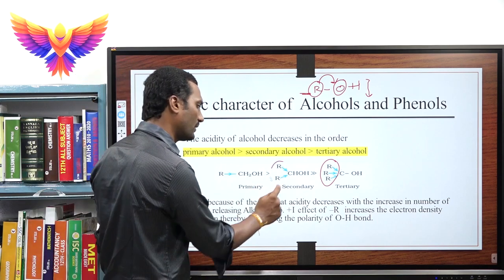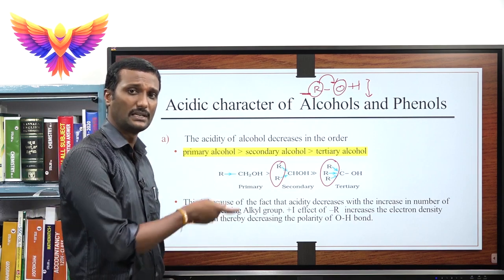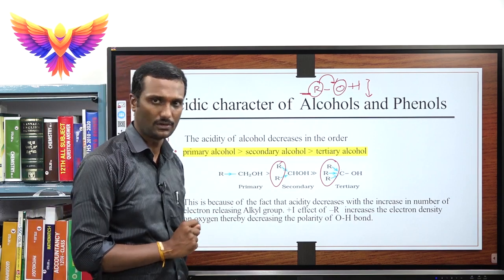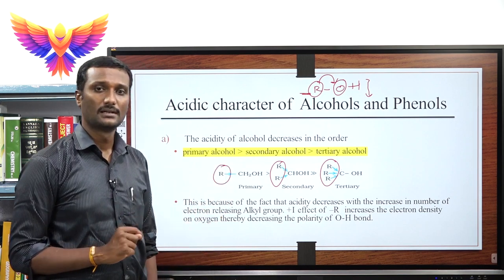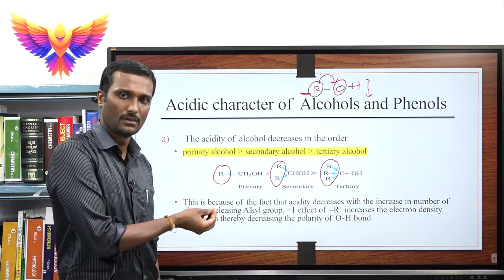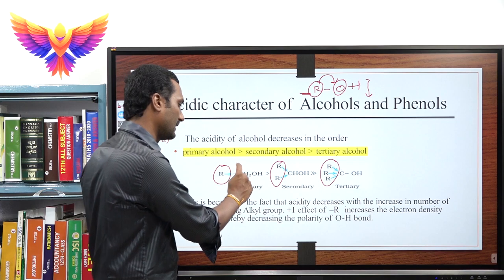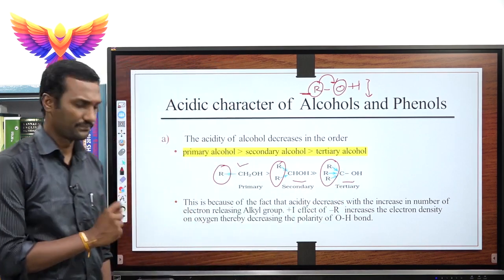Again, when you come to the 2 degree, with 2 alkyl groups, it has a plus I effect. There also the acidic strength is reduced by these 2 alkyl groups, but in the primary case there is only one alkyl group, hence the release of electrons is not much, hence the acidic nature can be seen more in a primary alcohol compared to the secondary and tertiary.